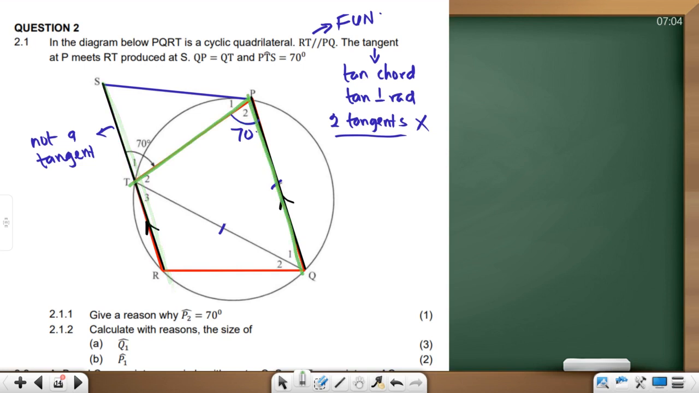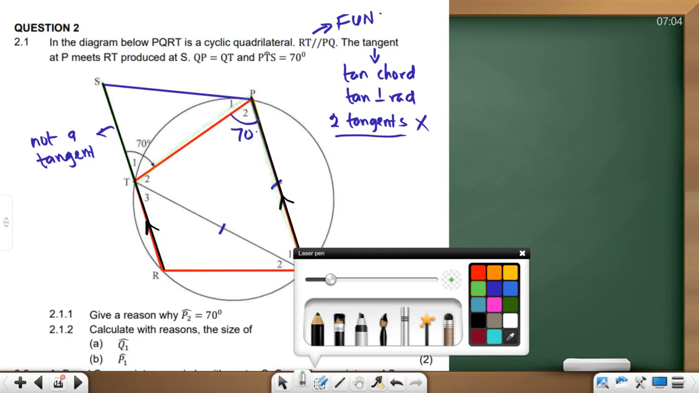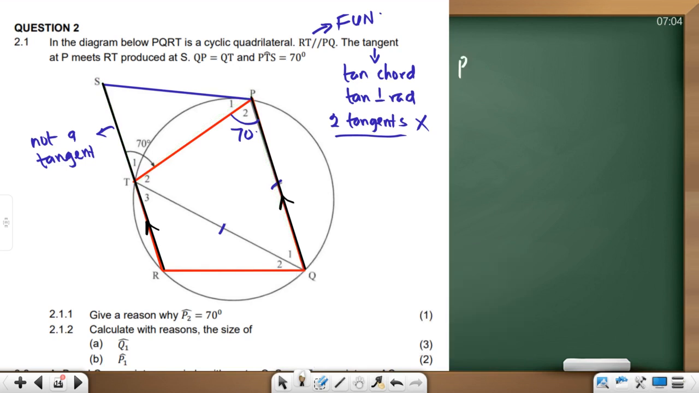Ah, I see my Z or my N. Okay, let me just allow this highlighting to go. Oh, boom, done. P2, you must know all your F angles now. So P2 is equal to 70 degrees. Why? Alternate angles. RT is parallel to PQ. Always state the parallel lines, and we're done with that.